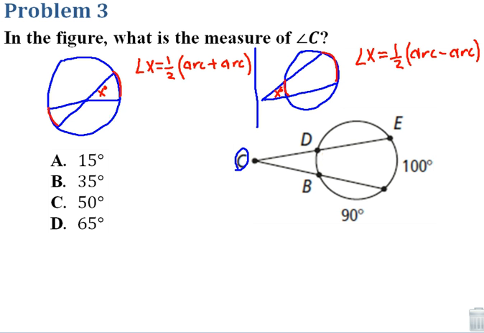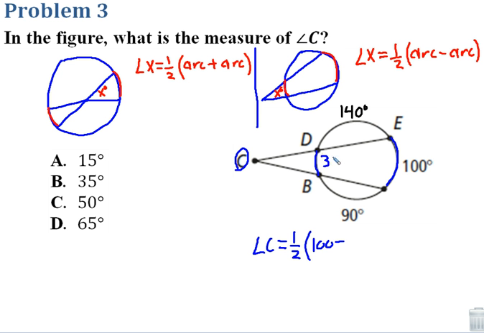Okay, now with this one you're actually not given enough information. The picture's missing something. So to make things actually work, let's call this arc DE 140 degrees. Then I can set up that angle C is going to be equal to 1/2 of arc of 100, minus this other intercepted arc. And for that other intercepted arc, what we can do is we can go 360 minus 90 minus 100 minus 140. That'll give us what we're missing on this circle.